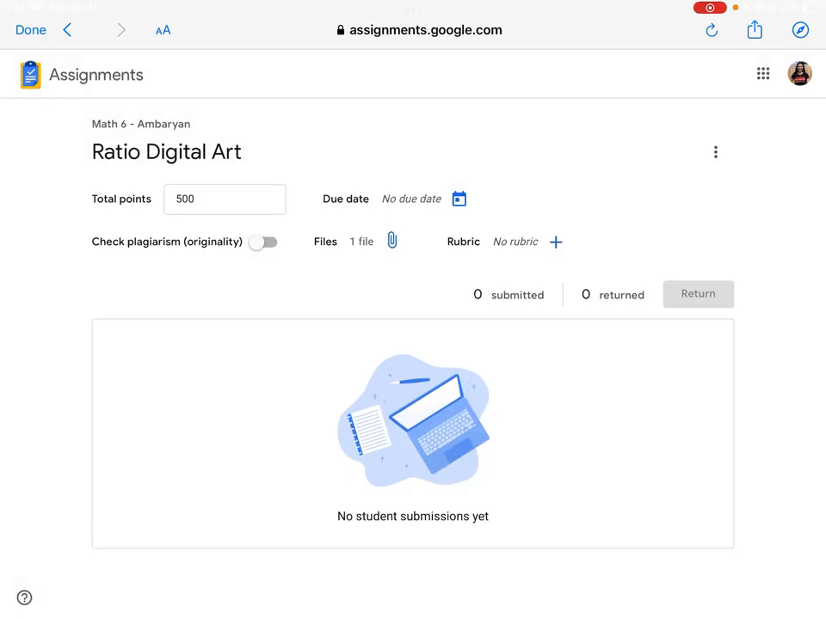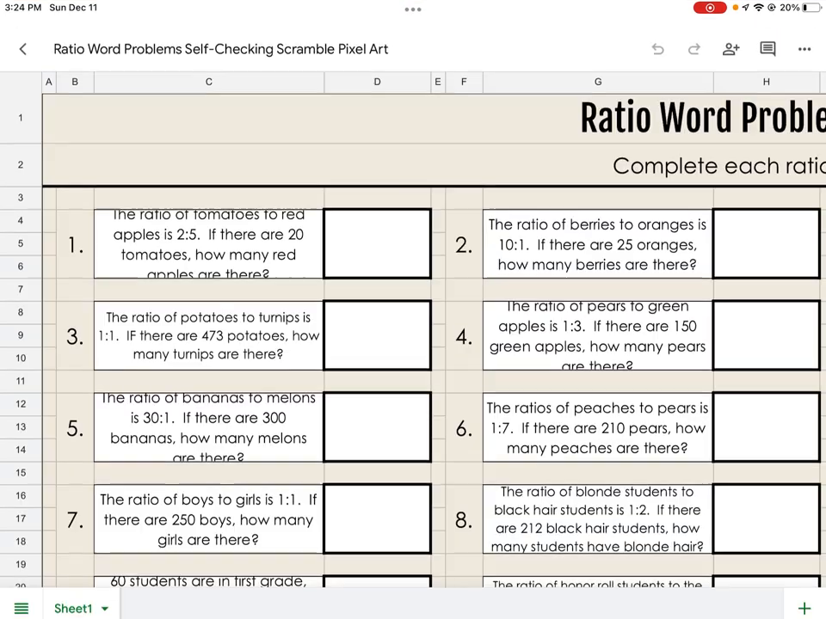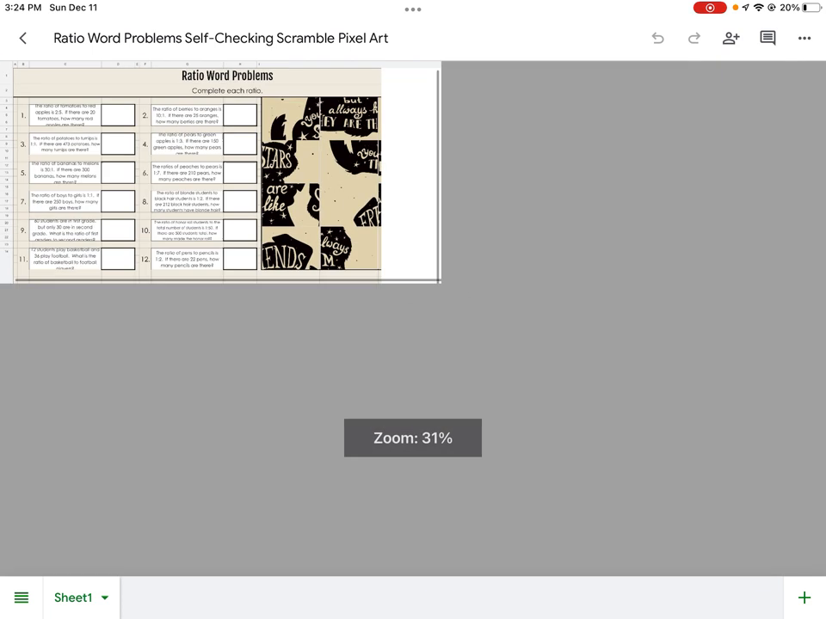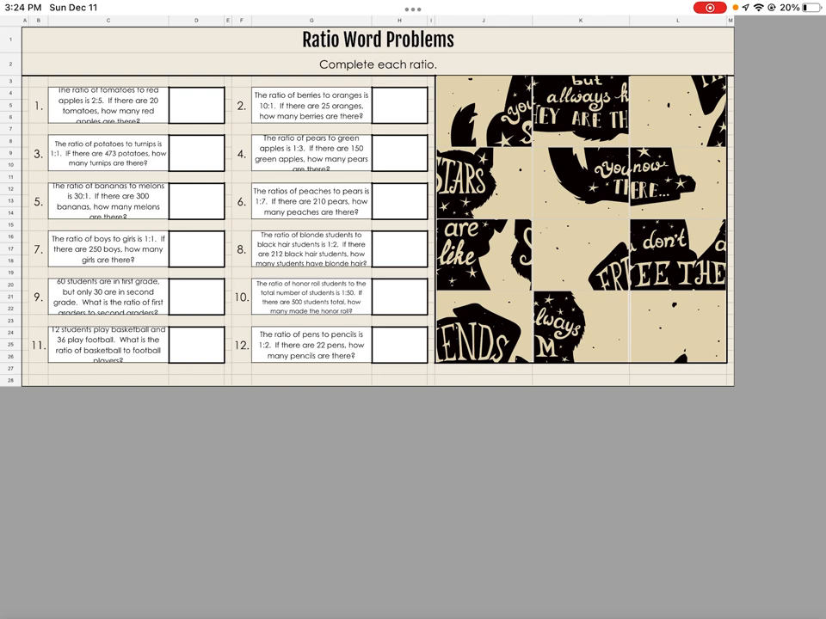Mine looks a little bit different because this is the teacher side, but yours, when you log in, should show your name, and then it should show where you can click on the assignment, your copy. I'm just going to go ahead and go straight into Google Sheets for mine. And it should look like this. So it has 12 different problems, and then it has a picture over here that is scrambled. So once you put in the right ratio, it should fix the picture so that it looks correct, kind of like solving a puzzle.